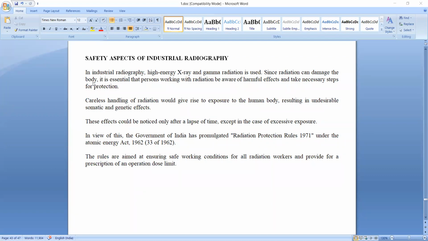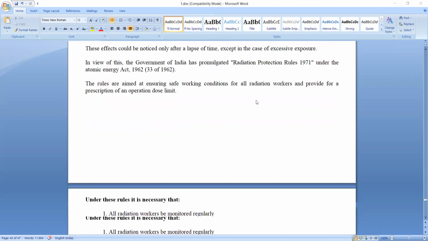In this view, our Indian government has implemented a law, the radiation protection act. This was implemented in 1971. We have some rules according to this act. Every industry which is using radiographic techniques should follow these rules. Now, what are the rules? Some of the rules you can see here.